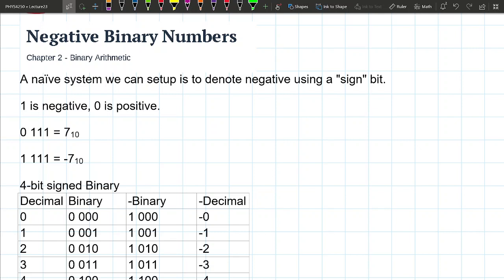So, any questions about just regular, well, positive binary numbers so far? Is this familiar? Have you guys seen this before somewhere else? Or just know it yourself?